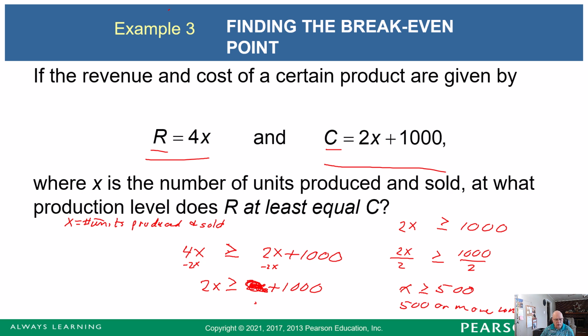500 or more units will give you a production level at least equal to C. I don't have enough room, but you can write it out. Remember, this was a word equation to begin with, or word question, so your answer should be in the form of a complete sentence.